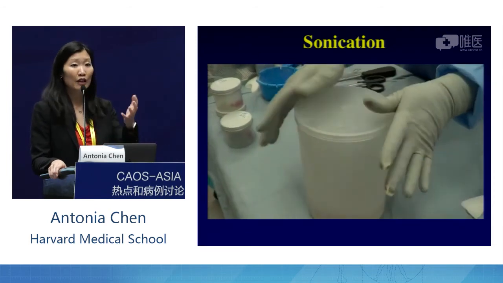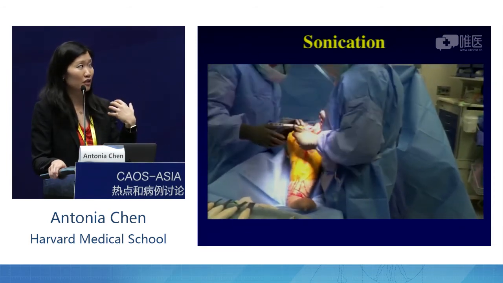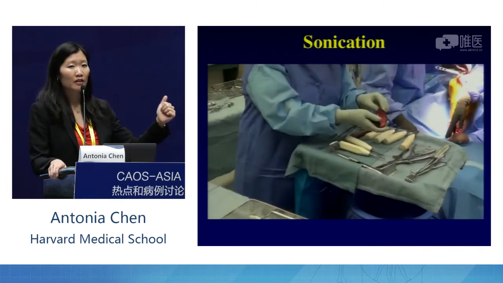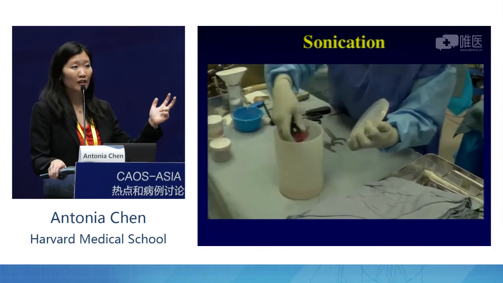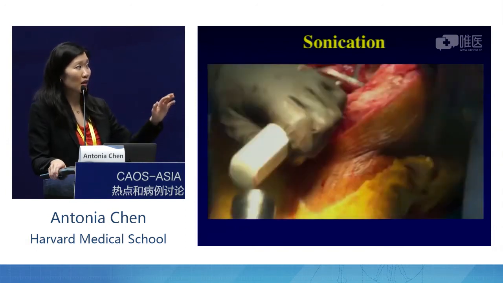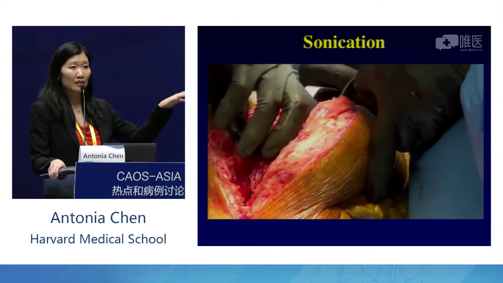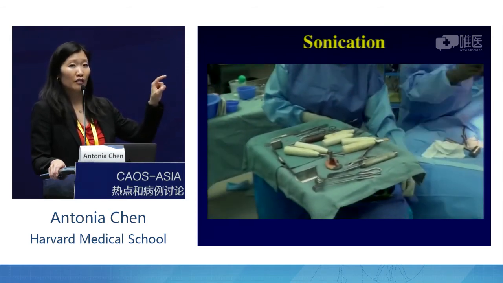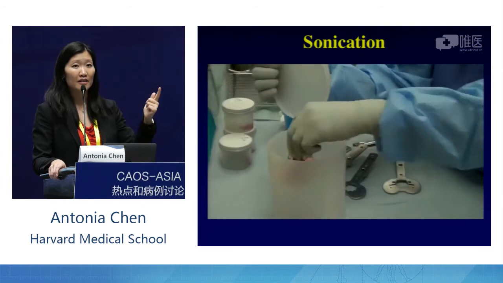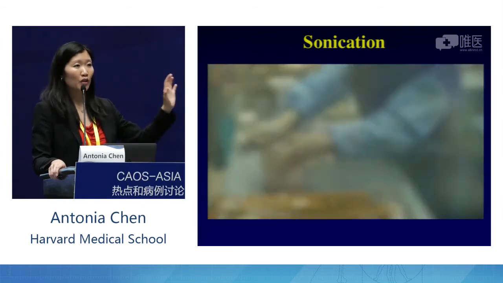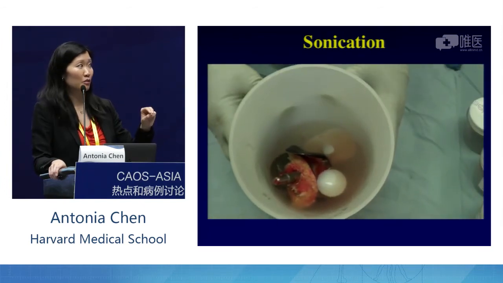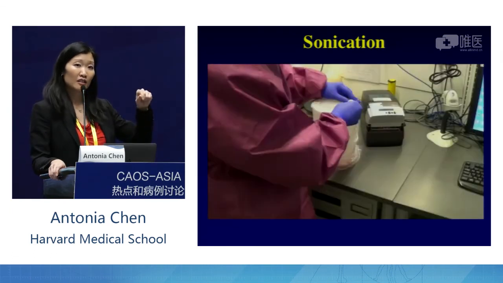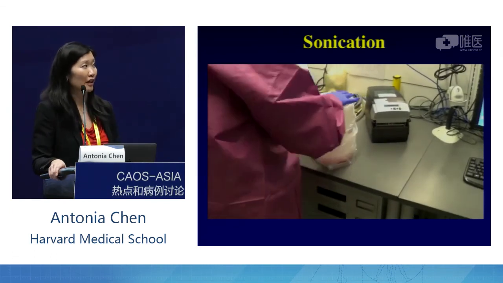You want to make sure you take out all your explants from your system. So for a knee example, you want to take out the femur, the tibia, and the polyethylene, not just one part. As you take them all out, you want to place them inside this lactated ringer solution. Note that the lactated ringer is sterile and the basin is sterile. So because of that, we want to try to minimize the organisms beforehand. So these are all the implants. It gets sealed and then transported to the lab.